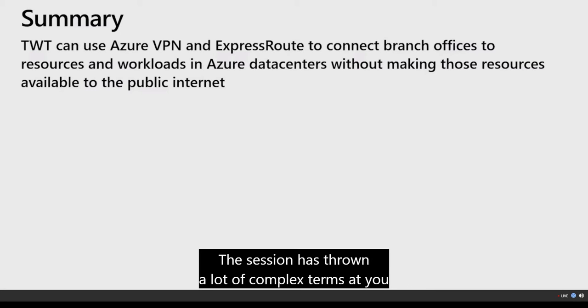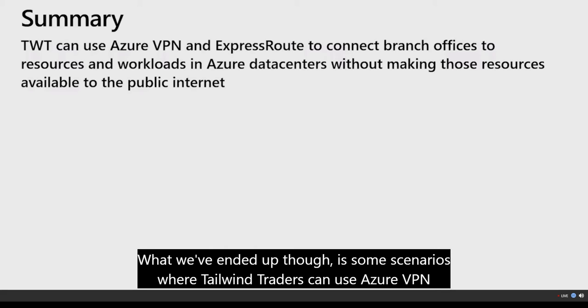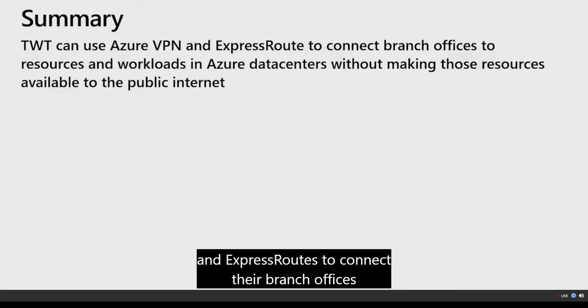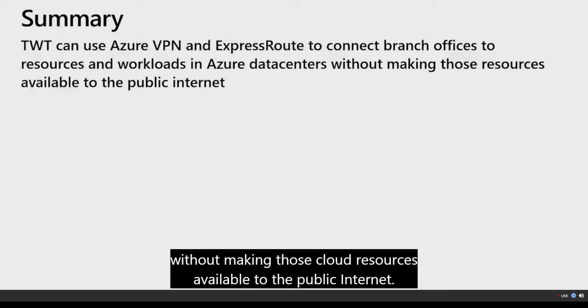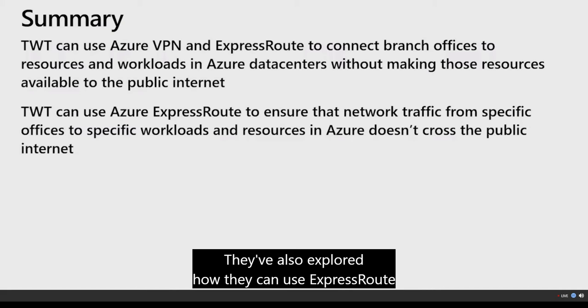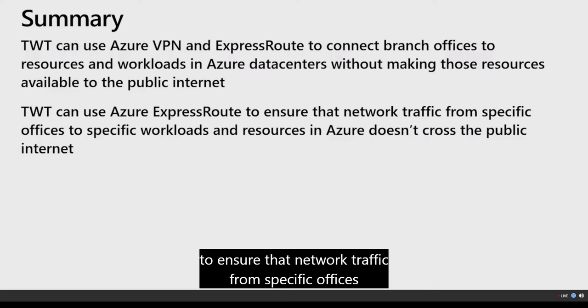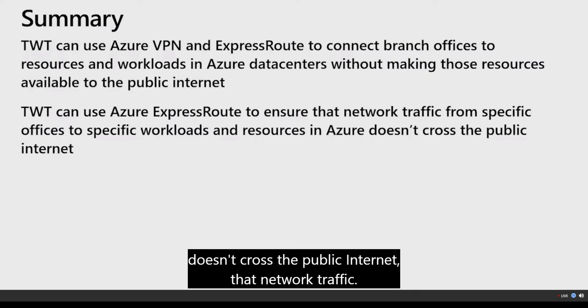This session has thrown a lot of complex terms at you because we've looked at both networking and hybrid identity. What we've ended up with though is some scenarios where Tailwind Traders can use Azure VPN and ExpressRoute to connect their branch offices to those resources and workloads in Azure without making those cloud resources available to the public internet. They've also explored how they can use ExpressRoute to ensure that network traffic from specific offices into specific workloads and resources in Azure doesn't cross the public internet.